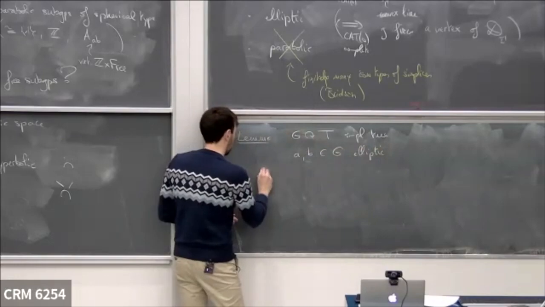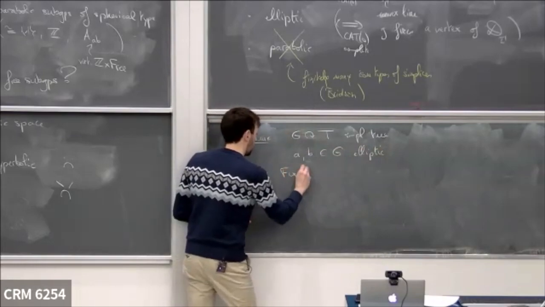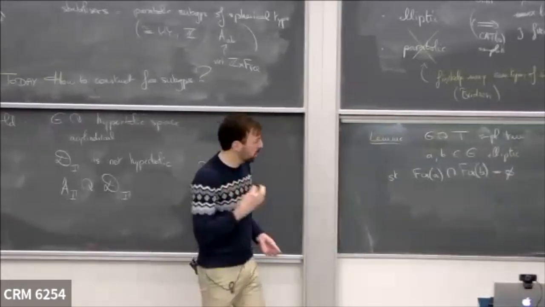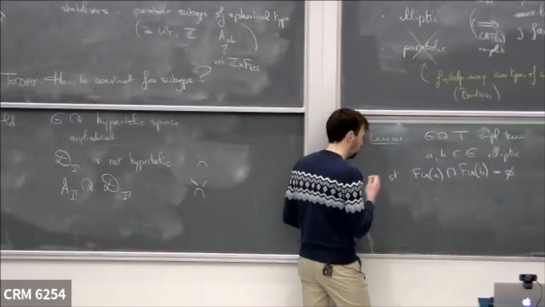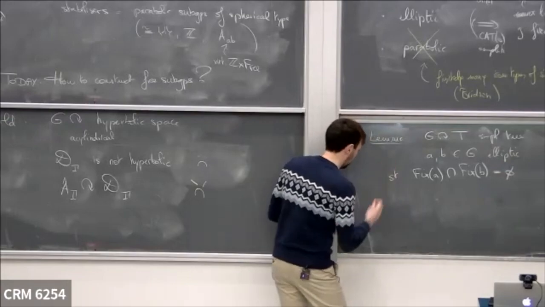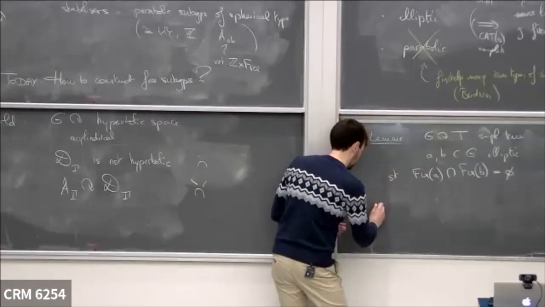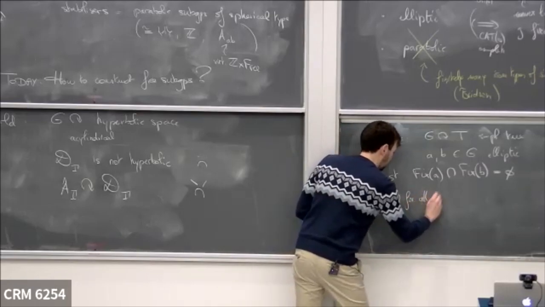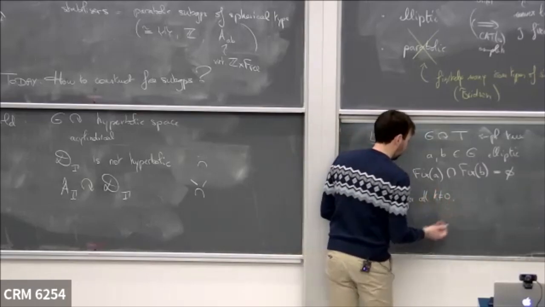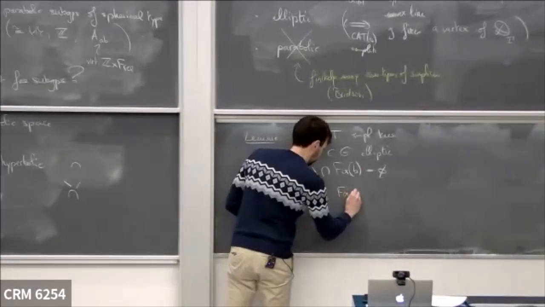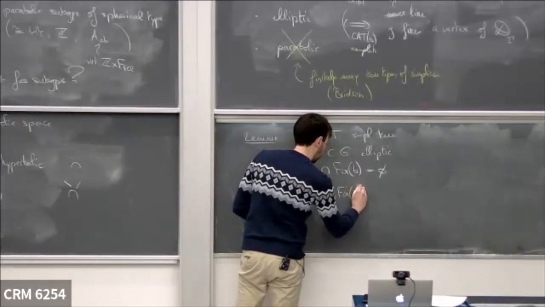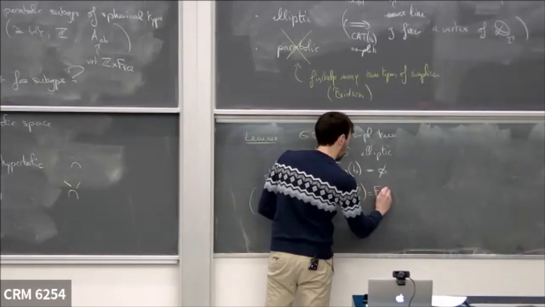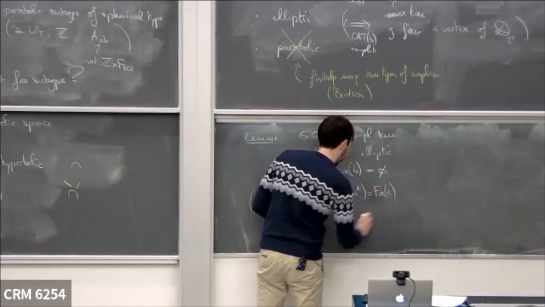Such that their fixed point sets are disjoint. Okay, we're going to need an extra condition. I'm going to try to explain why we need it in a sec. And for all k non-zero, the stabilizers, the fixed point sets, don't get bigger if you take larger powers of your elements.